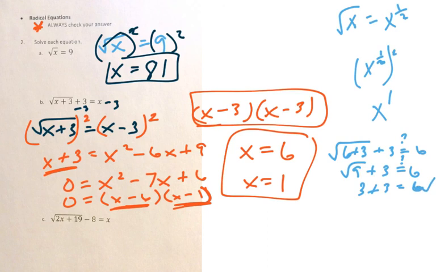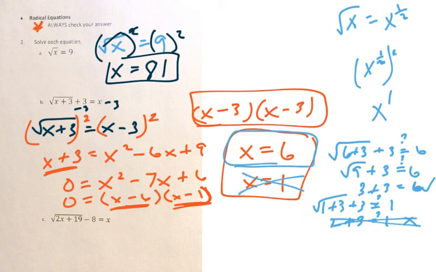Let's check the second one. Square root of 1 plus 3, plus 3. Does that equal 1? When we solve this, square root of 4 is equal to 2. 2 plus 3 equals 1? That is false. That is not true. So we throw that solution out. X equals 6 is my only solution.